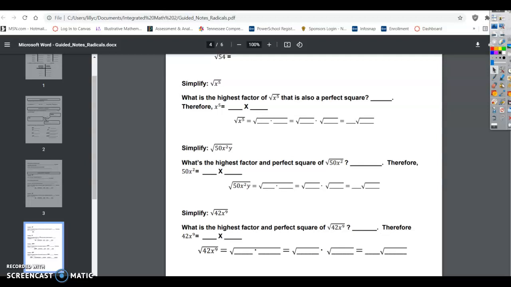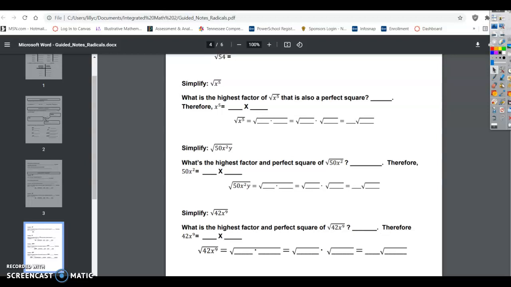Guys, we're looking at simplifying radicals, and this is part 2. So if you are lost on where we are, starting with square root of x to the 5th power, just back up and watch the first video. Alright, so simplifying square root of x to the 5th.